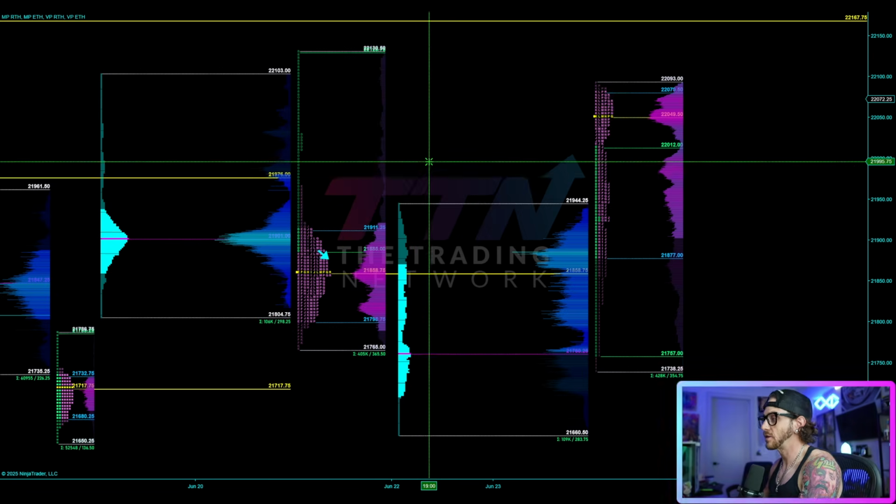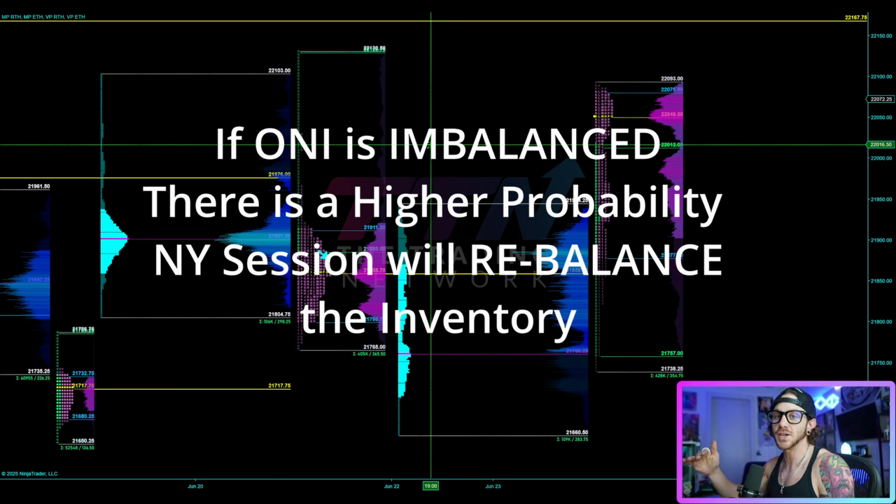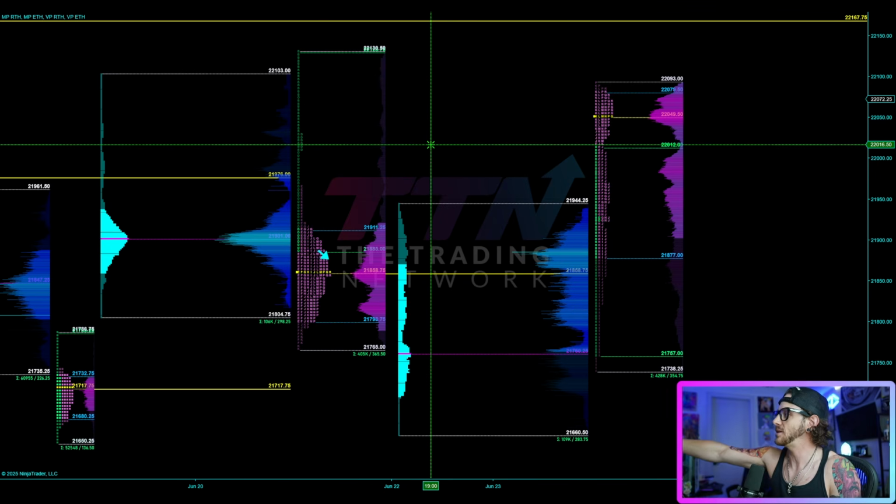If the overnight inventory spends most of its time below the settlement price from the prior New York session, the higher probability is that New York session rebalances that inventory. This is exactly what we saw today, my friends.